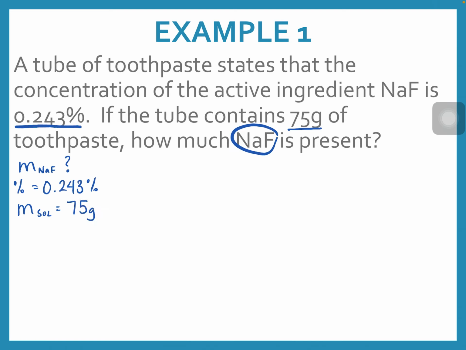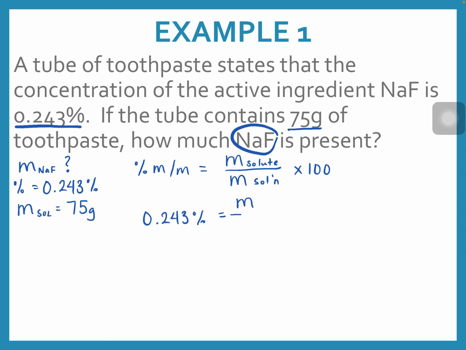So I'm going to take that formula that I have: percent concentration mass by mass is mass of the solute over mass of the solution, times 100. So I know my percent is 0.243. Mass of solute is what I don't know, and mass of solution is 75 grams.